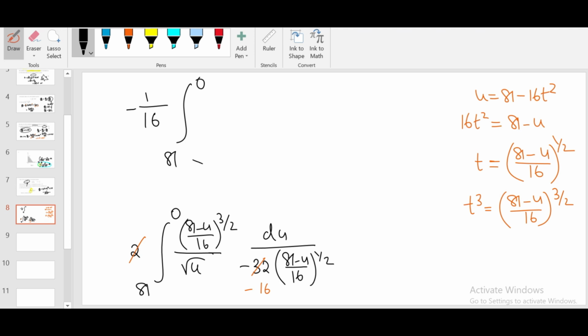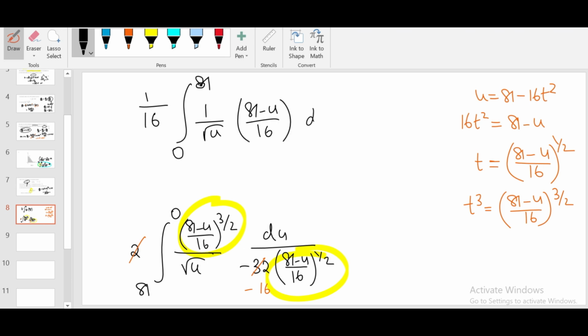But when I swap the limits, you have to put one more negative sign in front, so it becomes positive, 0 to 81. And then 1 by square root of u. You have this and this. The bases are the same, so you can subtract the powers. 3/2 minus 1/2 is just 2/2, power 1. 81 minus u by 16 du.